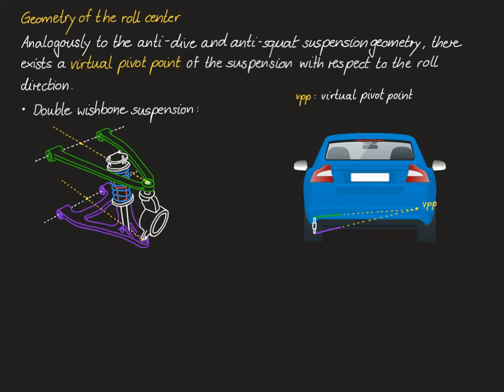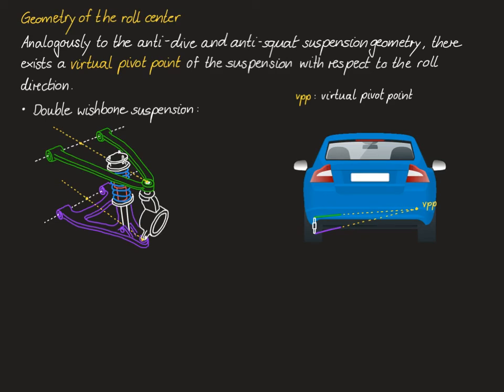Again, we start with the double wishbone suspension, and in the first step, we aim to construct the virtual pivot point of the suspension around the vehicle, but now in the roll direction. In order to construct the virtual pivot point of the left wheel, which is the point around which the left wheel pivots when it moves up and down, the two lines which correspond to the geometric orientation of the upper and lower wishbone have to be extended and intersected.